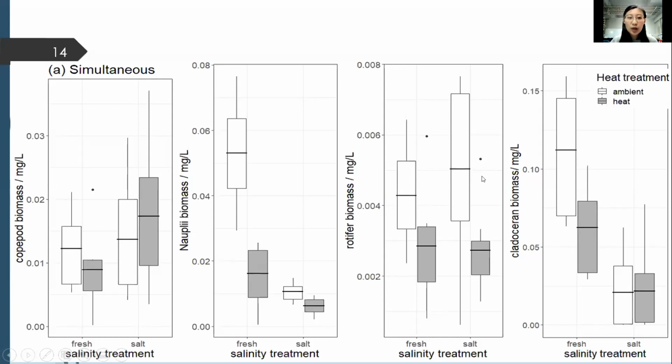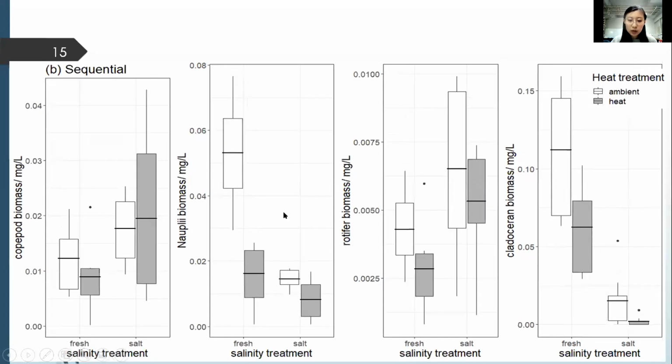We have similar patterns for the sequential scenario, just slightly different. Again, the salt treatment negatively affected nauplii and cladoceran biomass, but this time the rotifer biomass in the salt treatment is significantly higher than that in the control group.